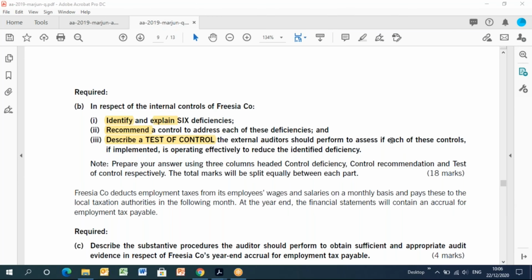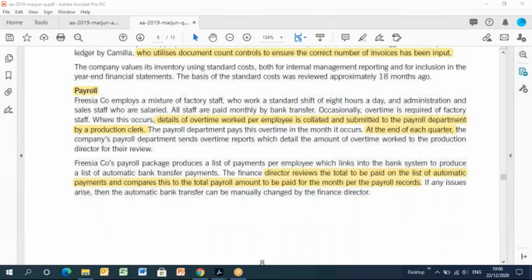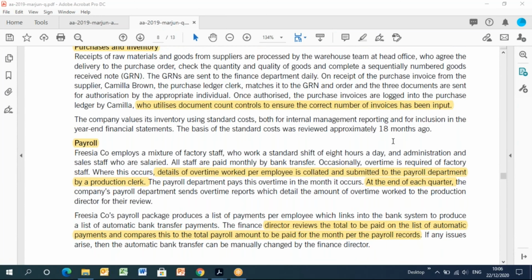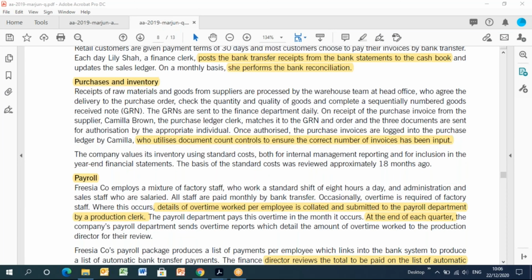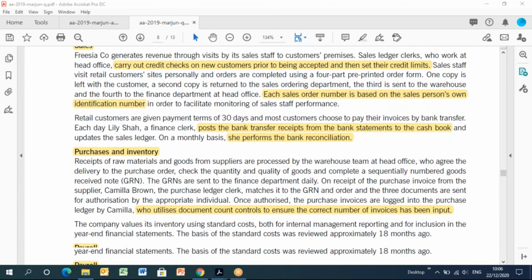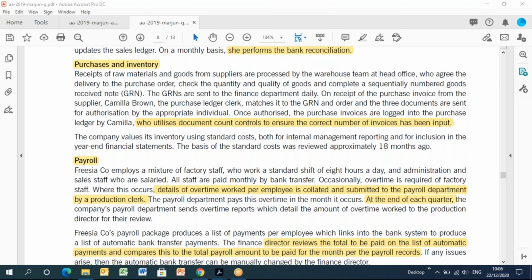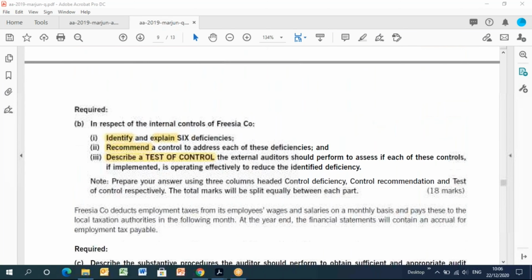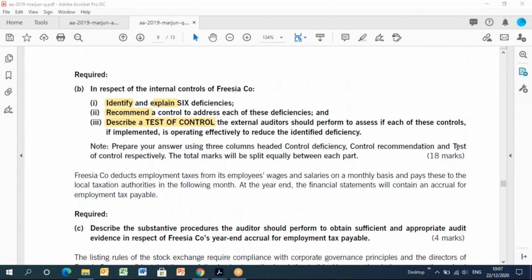Hi everyone, today's topic is internal controls, and I have chosen a March-June 2019 question, and it relates to deficiencies in sales, purchases and inventory, and payroll. And as you can see in here, for 18 marks, the examiner is asking for 6 deficiencies.